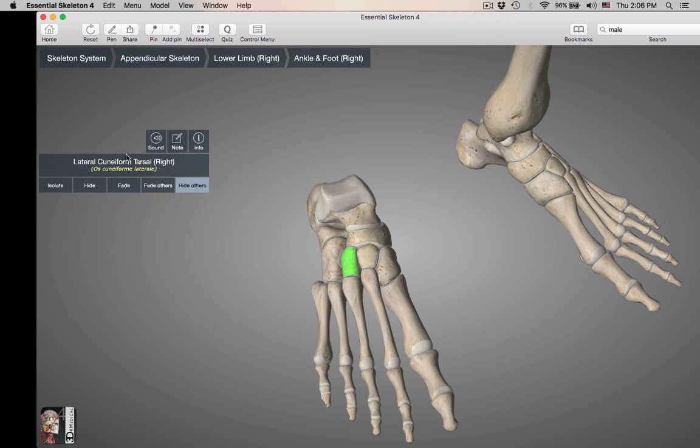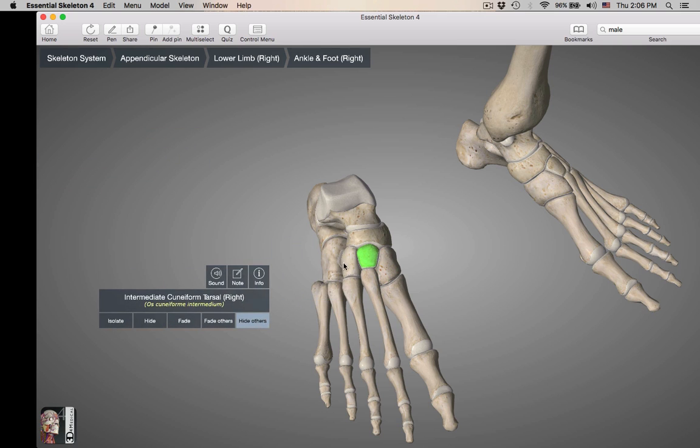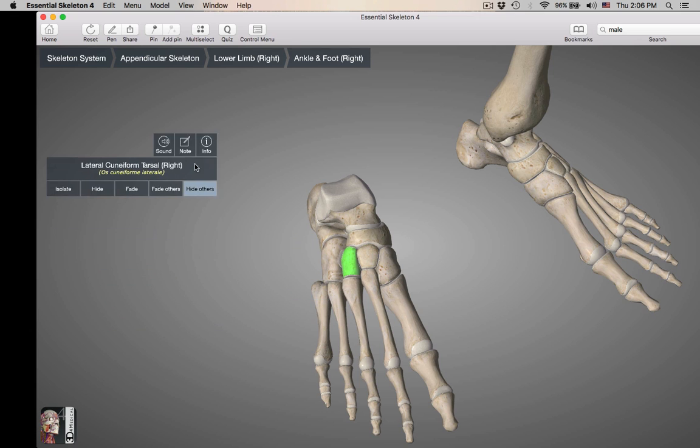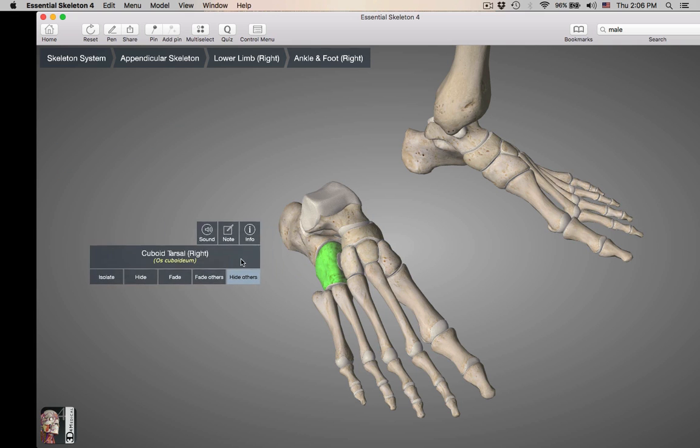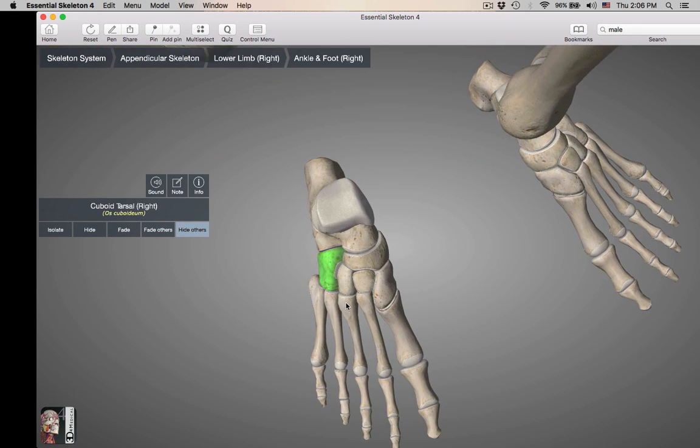Just write that word down, cuneiform. That's how you pronounce it. I always say it a certain way so I can spell it correctly, but it's cuneiform. You need to write those down for a lab practical, so practice that word. You're going to see it medial, intermediate, and lateral cuneiform. And then we come to the 7th and last bone, the cuboid. It looks kind of like a cube.